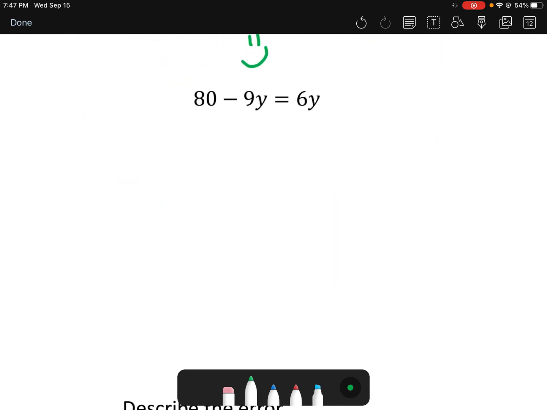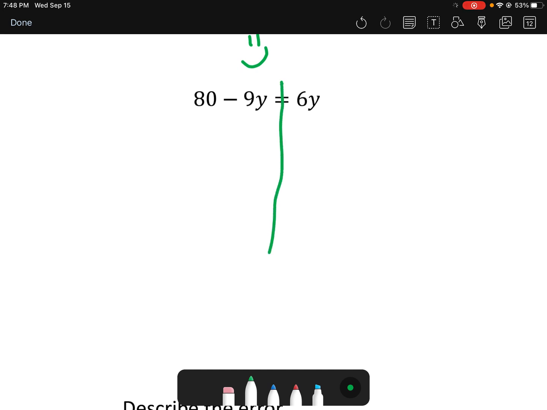Down here, this problem looks a little bit different. I have 80 minus 9y is equal to 6y. There is no constant over here. Well, technically there is. You could say that there's a plus 0 here, but we're not going to include that because mathematicians were lazy. Why would I bother putting that in there?